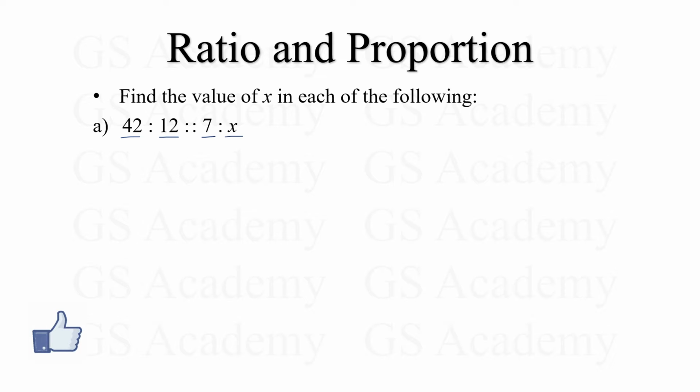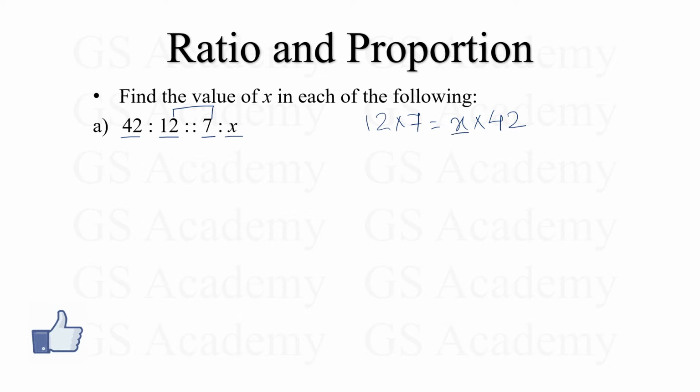Now we will use the formula: product of means is equal to product of extremes. This basic concept is already covered in the previous video. So product of means means the second and third terms, so this will be 12 into 7, is equal to the extremes, the first and the last term, so this will be x into 42.